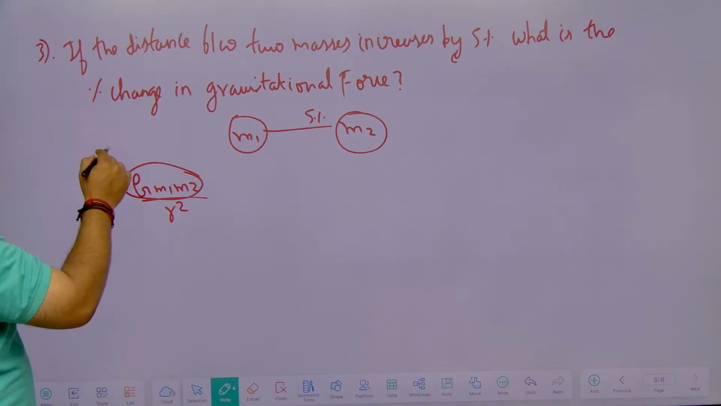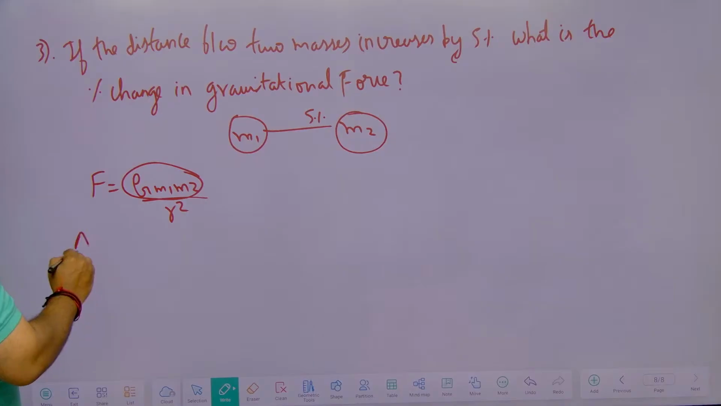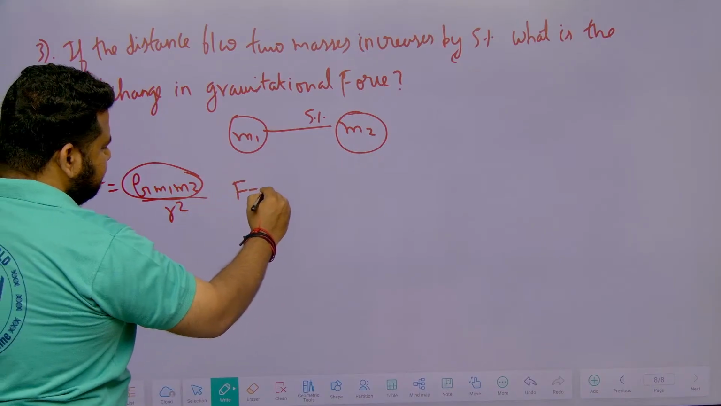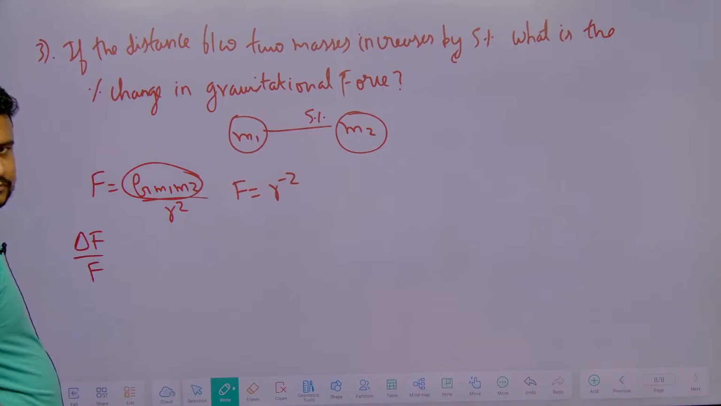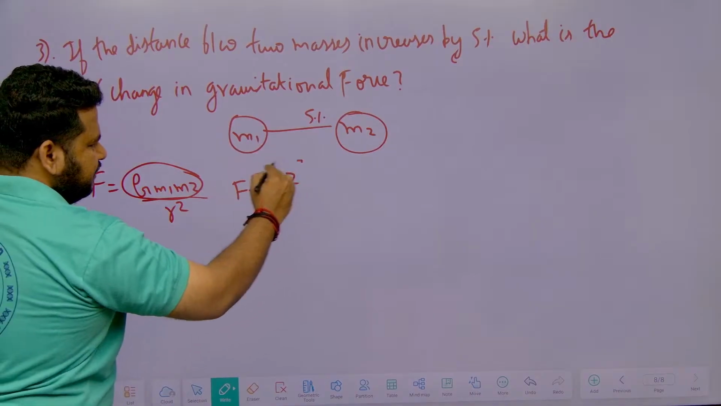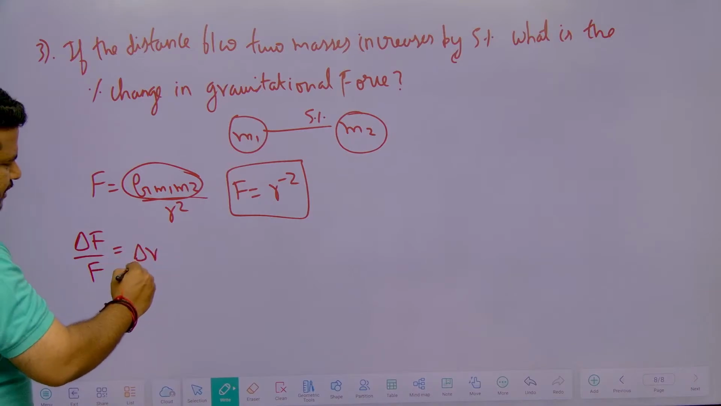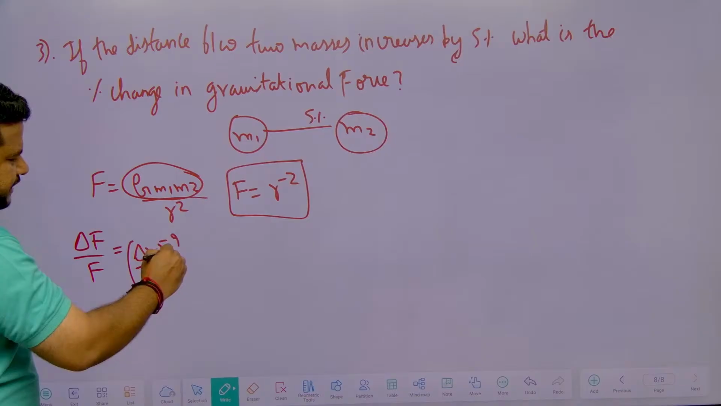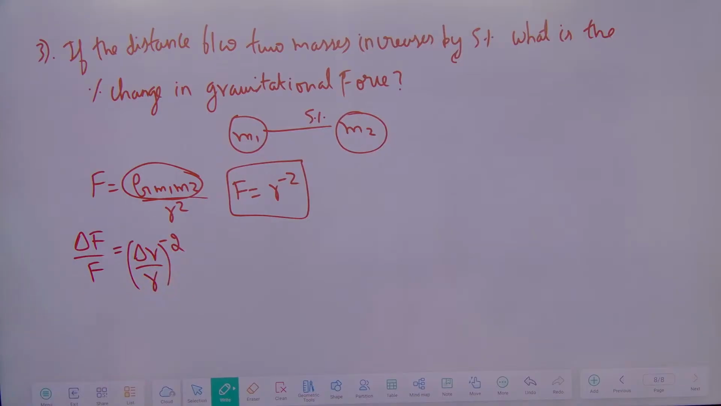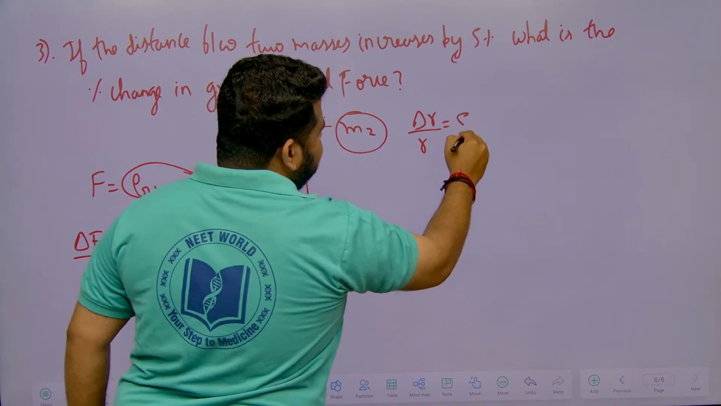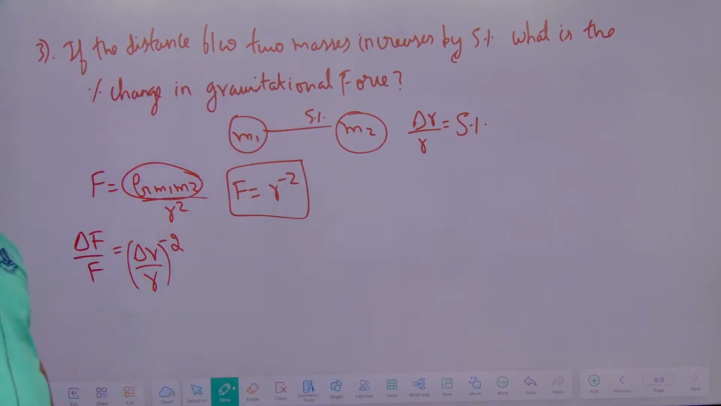So they are asking what? What is the percentage change in gravitational force? They are asking delta F by F. So here I can write F is equal to r to the power of minus 2. I can remove all the constants. Delta F by F will become equal to delta R by R to the power of minus 2. What have they given us in the question? Delta R by R is equal to 5%. So delta F by F we have to find out.